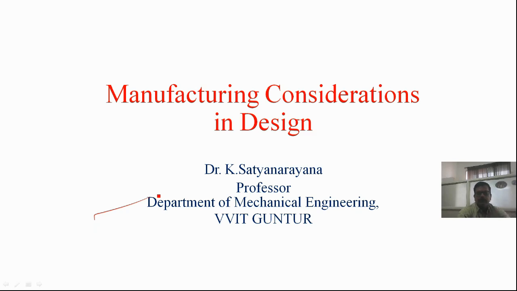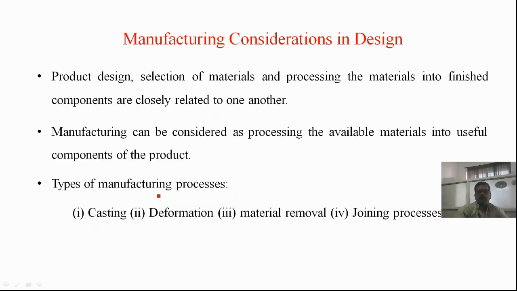Manufacturing considerations in design. Product design, selection of materials, and processing materials into finished components are closely related to each other. Manufacturing can be considered as processing the available material into useful components, that is, the product. Types of manufacturing process: mostly we follow casting, deformation, and material removal.